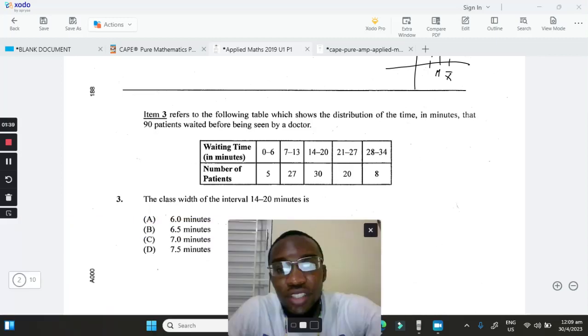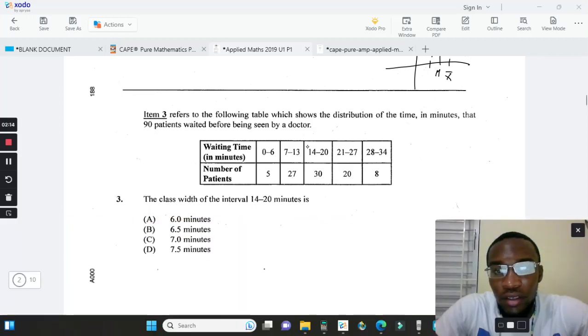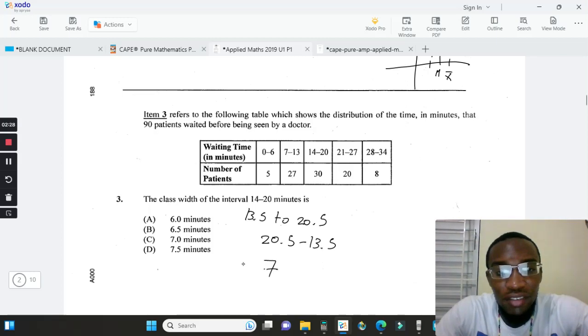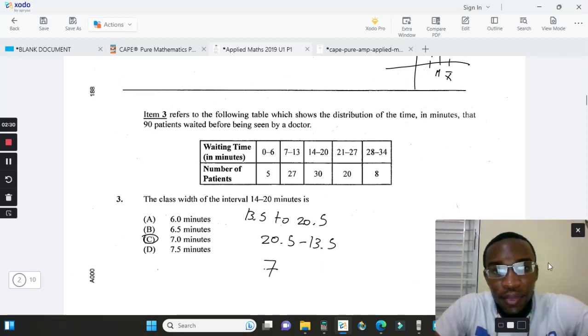Number three, we need to work out the class width. The class width, remember, for 14 to 20 is 13.5 to 20.5. Now subtract them. 20.5 minus 13.5 equals 7 minutes. Easy.